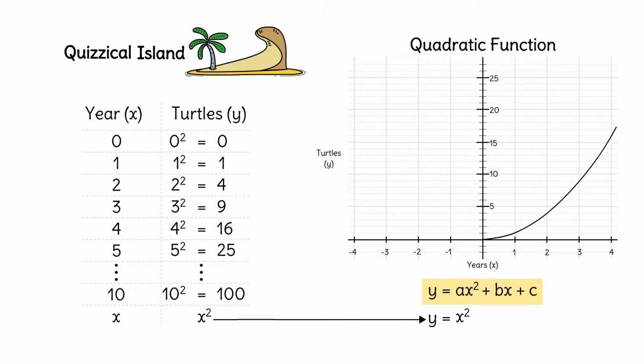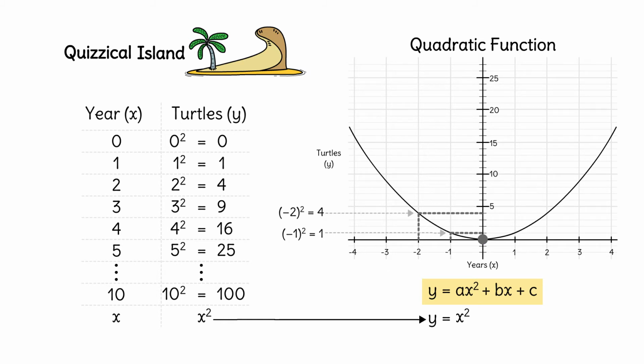Let's compute y values for some negative x values. For an x of -1, -1 squared is +1. For an x of -2, -2 squared is +4, and so on. This gives us a symmetrical graph, with a lowest point at 0, 0. This point is called the vertex. Depending on the quadratic, the vertex can be in different locations.